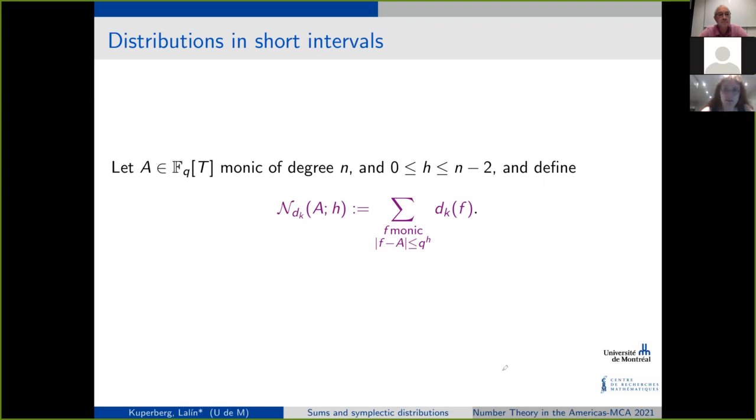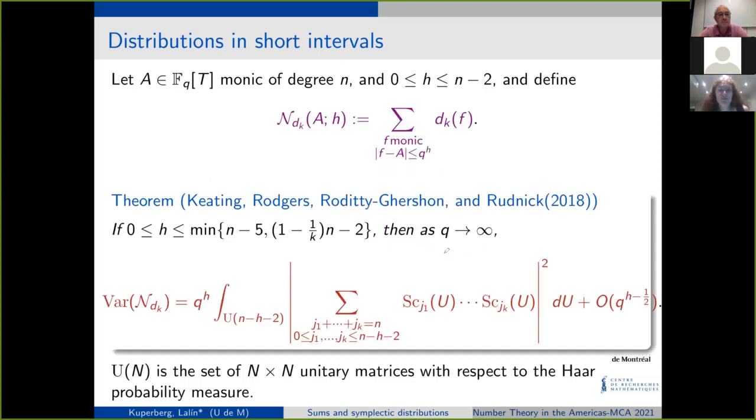So what is the equivalent of a short interval here? We're going to go over f monic, with f close to a certain fixed monic polynomial in the sense that the norm is bounded by a certain constant. And what they found was that they studied the mean and the variance. The really interesting computation is with the variance. And they found that the variance as q goes to infinity is asymptotically like a certain integral.